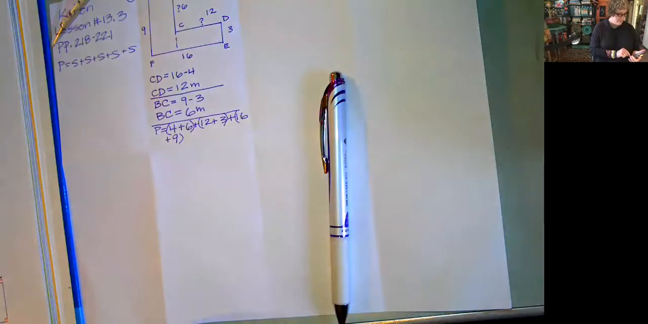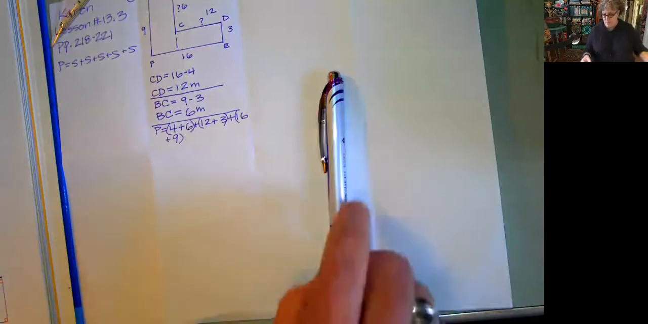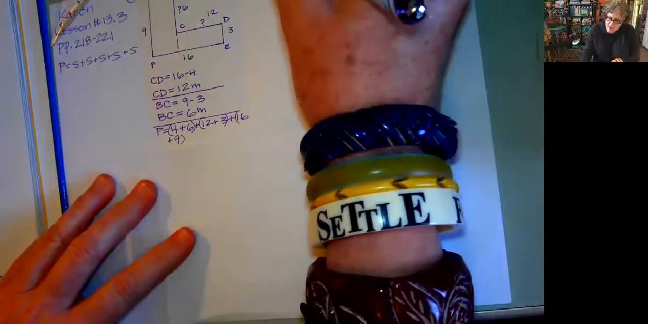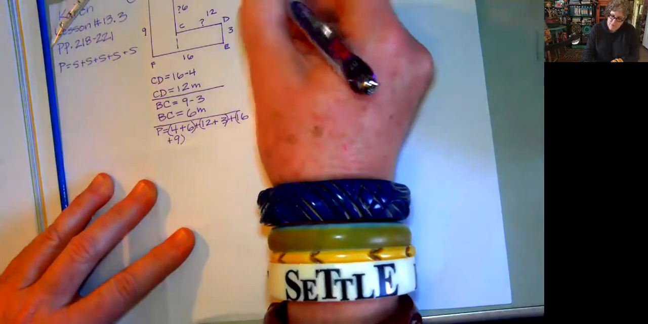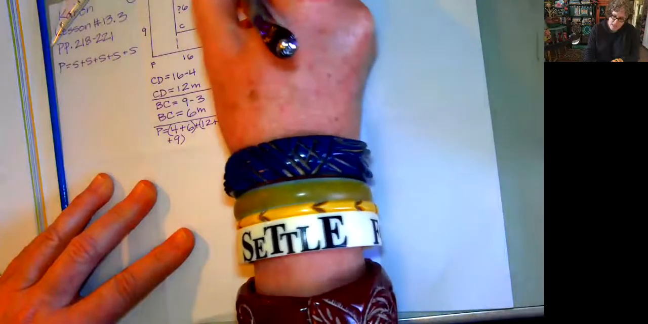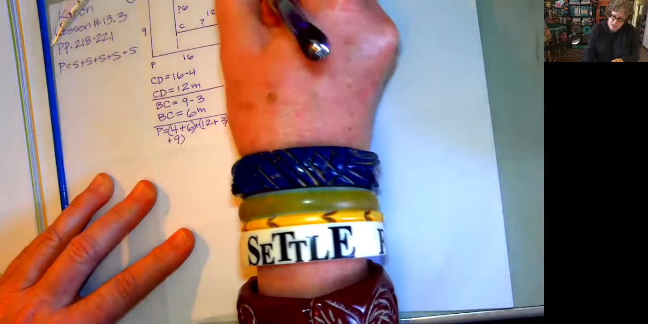Uh-oh, I'm just going to double check this. Yep, 25. So that means I end up with 25, because 10 plus 15 is 25 plus 25. So P equals 50 meters.